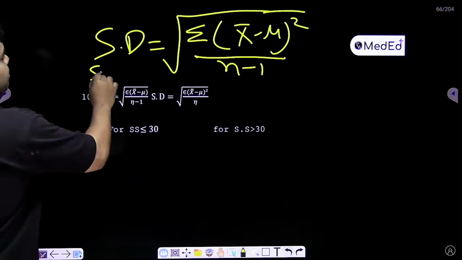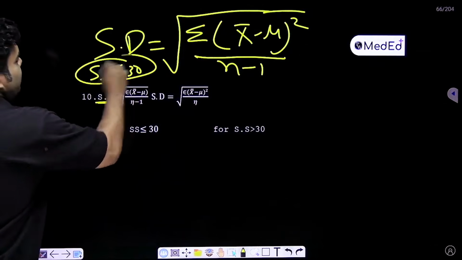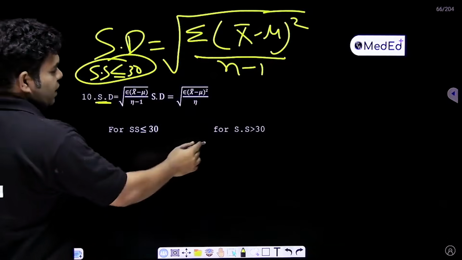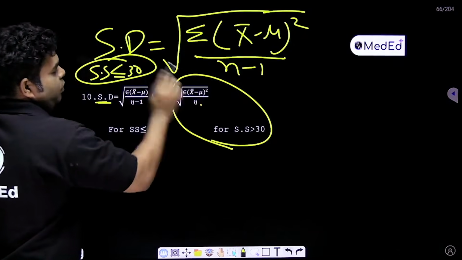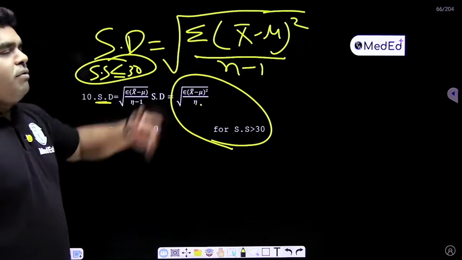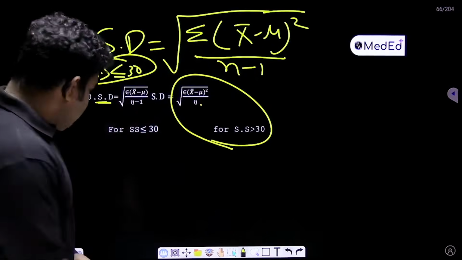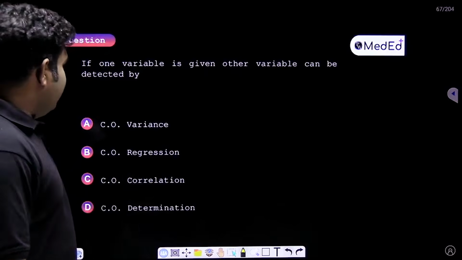This we do when the sample size is less than or equal to 30. If it is more than 30, then the formula will be here. We will not put n minus 1, we will only put n. So this is the formula for standard deviation. They can ask to identify. You have read the whole story, so you can identify it.